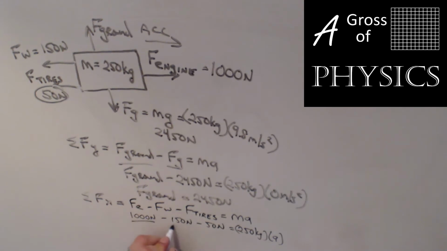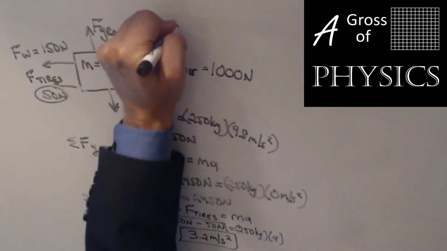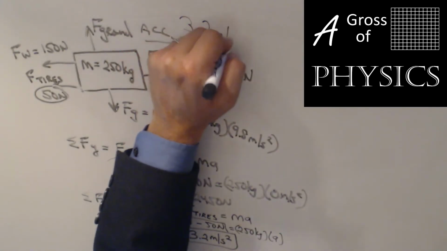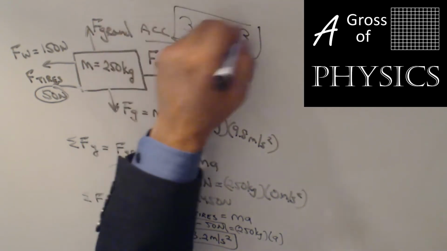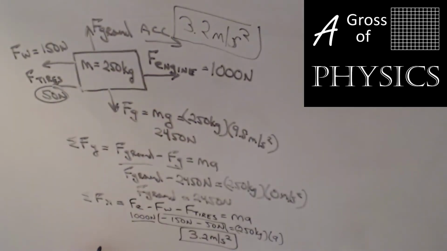Now, 1,000 minus 200 is 800. 800 divided by 250 gets me 3.2 meters per second squared. So the acceleration of this car is 3.2 meters per second squared. And that's how you find the acceleration. Looks like a lot of work. If someone were to see this work on your paper, they would think you're a genius.